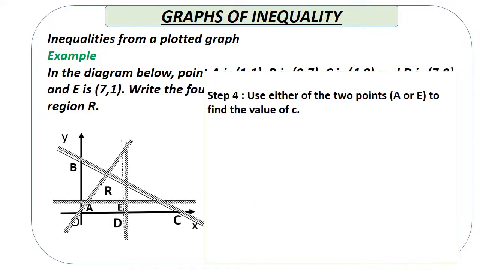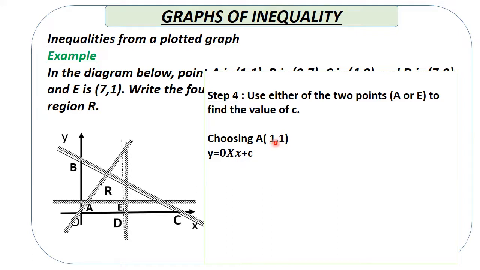So we'll go to step 4. Step 4, use either of the 2 points, A or E, to find the value of c. So I'm going to choose A. So use one of the points to find the value of c. To develop the equation of a straight line, you need the value of m and c. That's all. So we have got this equation, y is equal to 0 times x plus c.